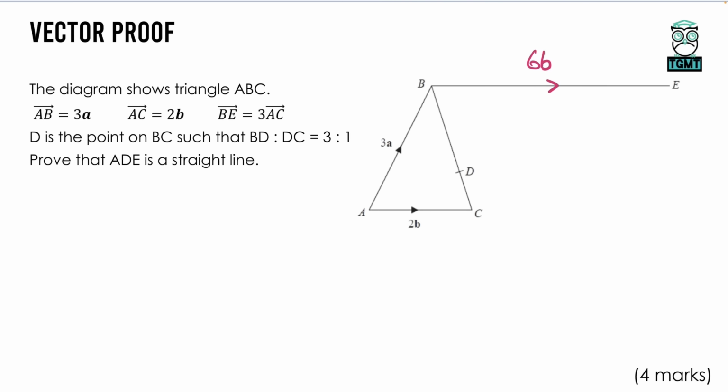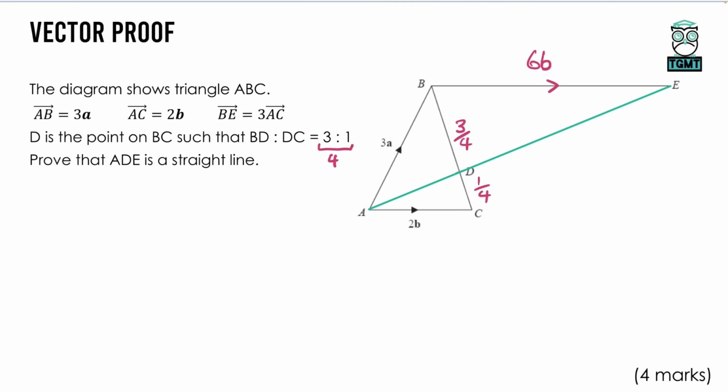It says D is the point on BC, such that BD to DC is 3 to 1. So that is out of 4 parts, so that is 3/4 and 1/4. So that's how far along the line it is. It says prove that ADE is a straight line. Now these questions where it's asking you to prove that something is a straight line, I would say are some of the nicer versions of these questions. So this is a relatively nice vector. We're going to have a look at proving that that is a straight line.